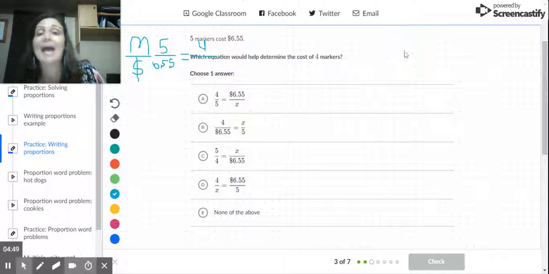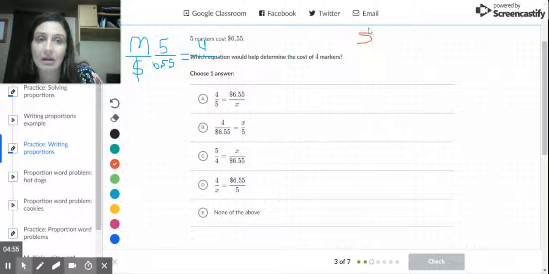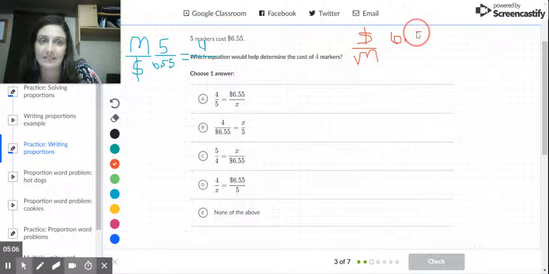All right. Had I done money on the top and markers on the bottom, the only thing that would change is I would have $6.55 on the top. And whenever I had $6.55, I know that I got 5 markers. So it's going to look like that. It just flips because you flipped the way that you set up your fraction or your proportion.